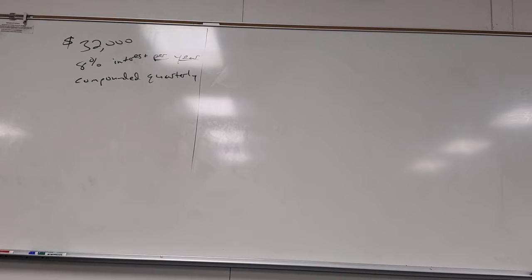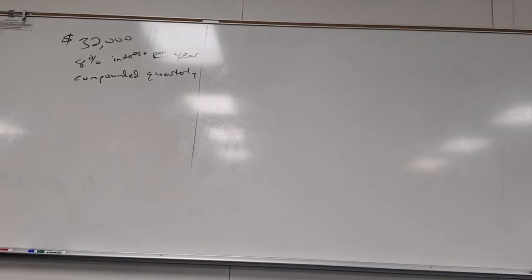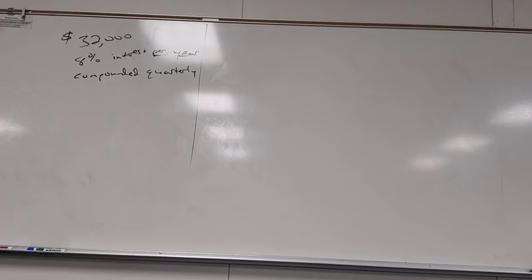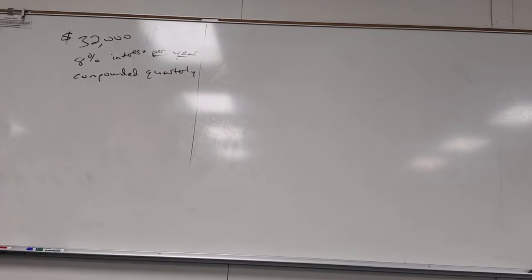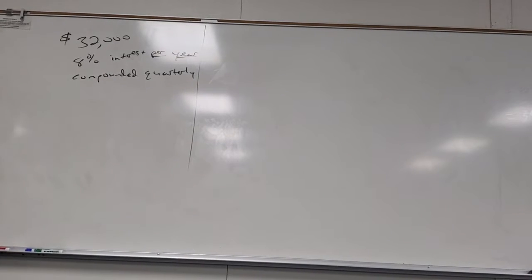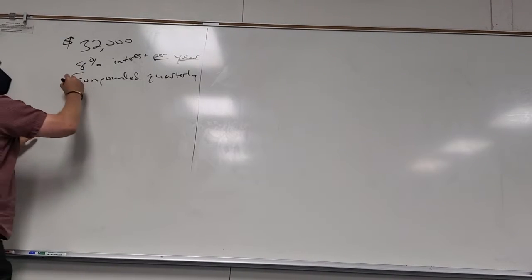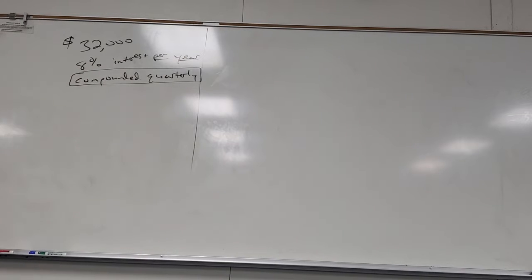Then give you an example. So they don't give you the formula, they give you an idea. So, 8% interest per year. Now this part is weird: compounded quarterly. This is very technical jargon. So compounded quarterly, does anyone have any idea what that means?